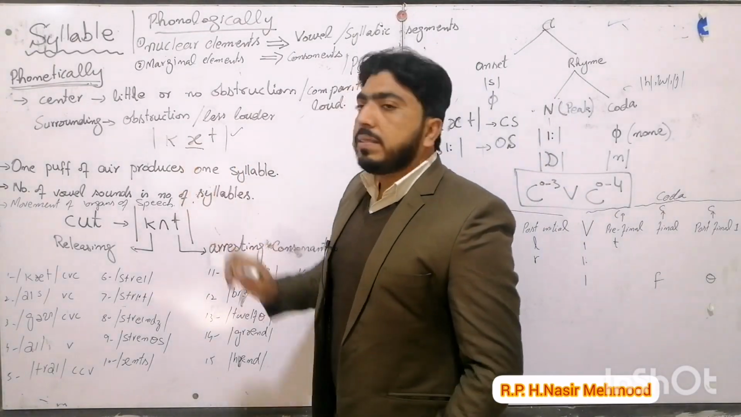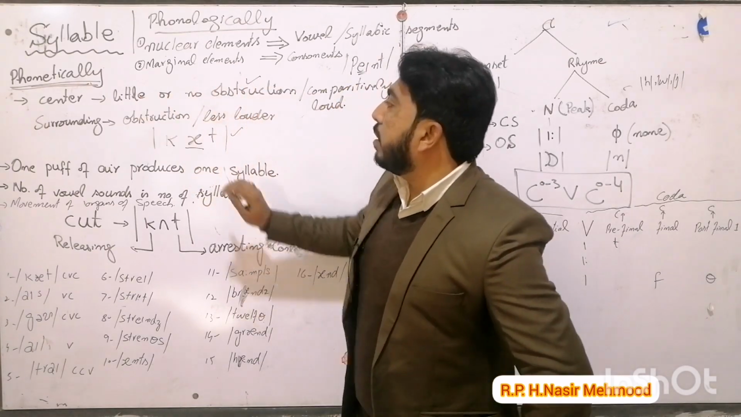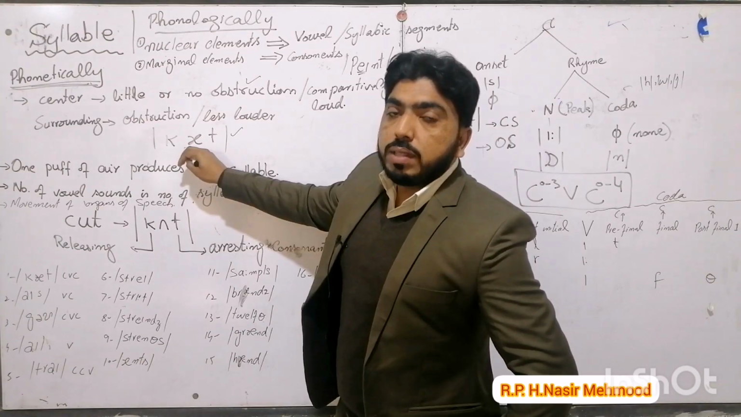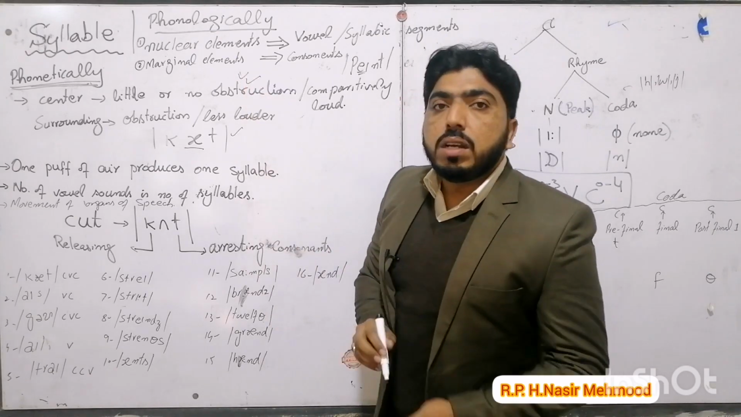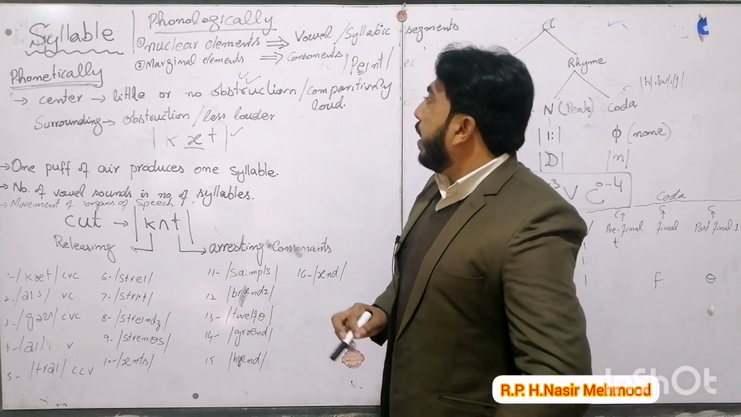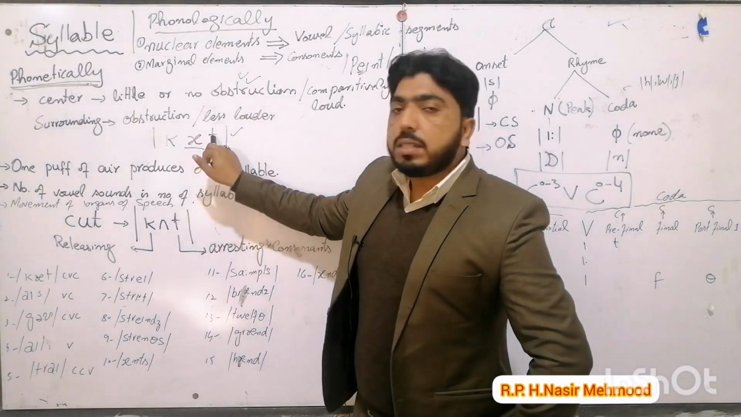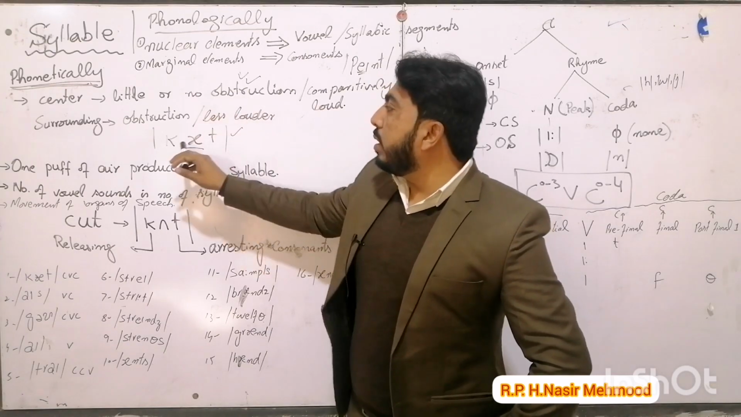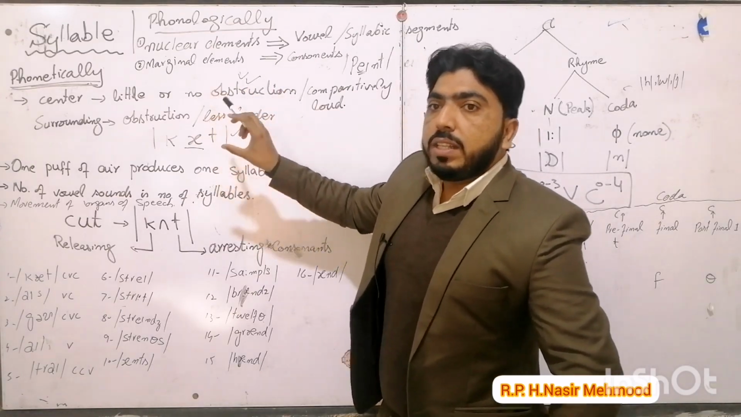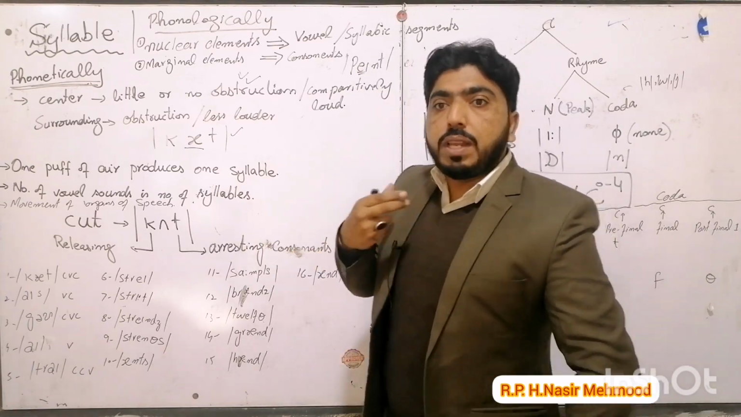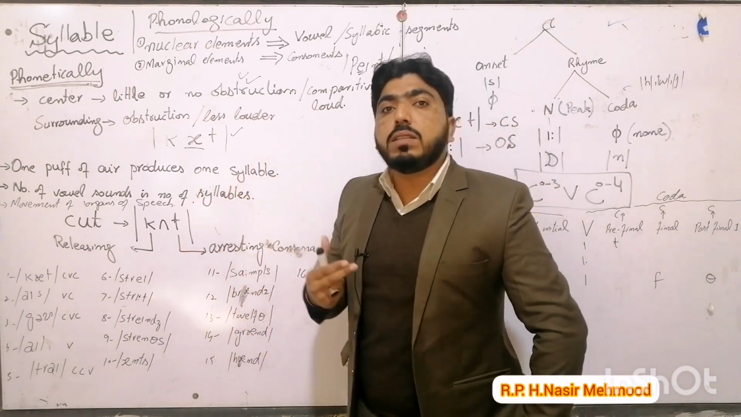For example, if you take this one, cat. Now here a is the center, and the central element of the syllable, phonetically speaking, has little or no obstruction. Why? Because the center is always a vowel. And vowels are those sounds which are produced with no obstruction of airflow, right? And comparatively loud. For example, we don't say cat, k, a, t. Now this center is comparatively louder than the surrounding elements. So this is the definition on the basis of phonetics, that is, how air stream comes out of the lungs and what kind of effect we feel in the oral tract, whether there is obstruction or no obstruction.